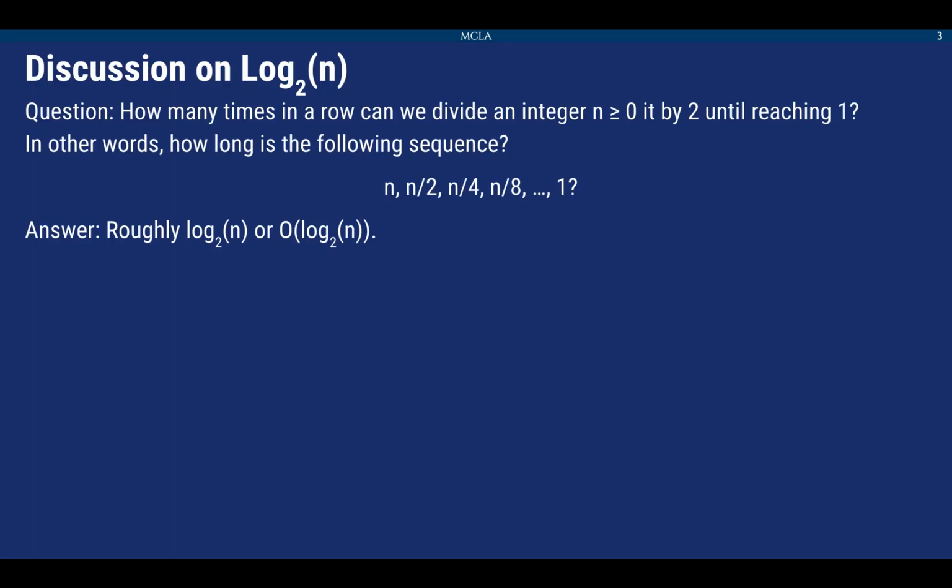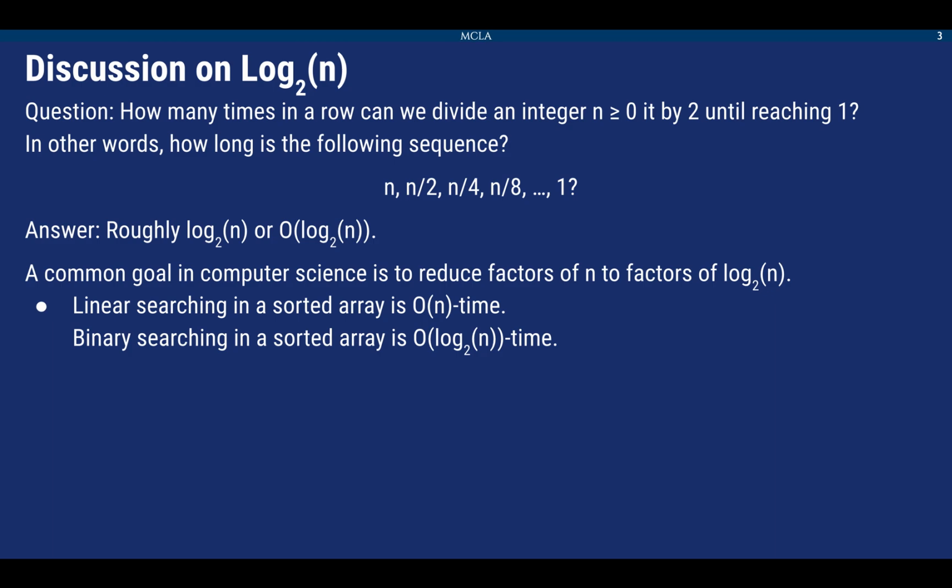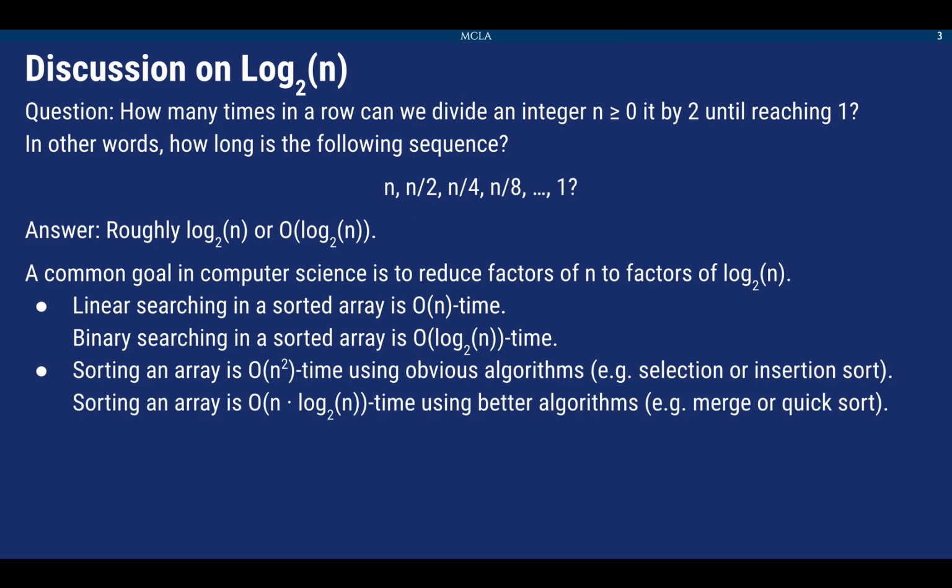Just a little bit more about log base 2 of n. We discussed that a lot in our own course. So how many times in a row can we divide an integer n by 2 until reaching 1? Roughly log base 2 of n times, or big O of log base 2 of n times. A common goal in computer science is to reduce factors of n to factors of log base 2, because log base 2 of n is so much smaller than n.